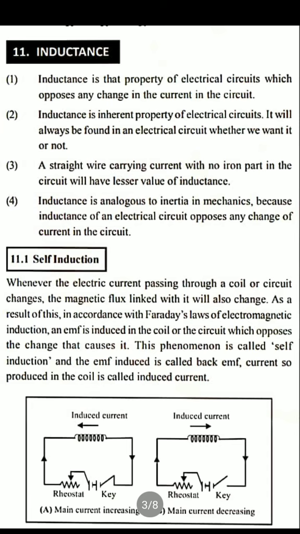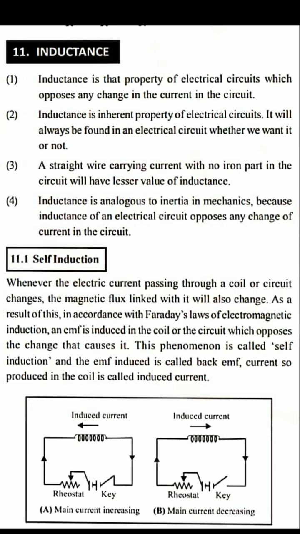Now the new topic of this chapter is self-induction, but first we discuss inductance. Inductance is a property of each and every electrical equipment or circuit. This is the property of any electrical circuit which opposes any change in current in the circuit. Whenever the current changes, it opposes. Due to this property, it opposes. That is called inductance.